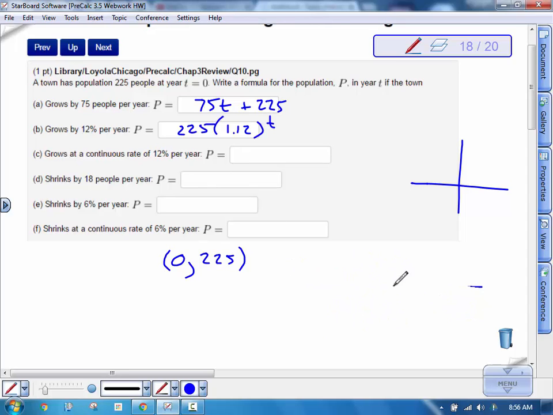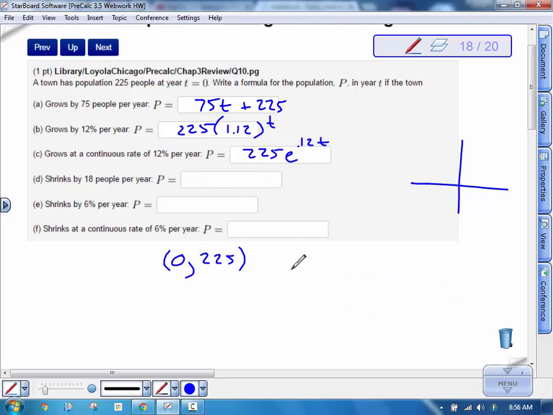Okay, the next one is continuous growth rate of 12%. That formula's on our formula sheet. I don't know exactly how it's written. I think it's P and A here. But this A is the starting amount of 225. The growth rate is 0.12 times t, so we enter that in right here.